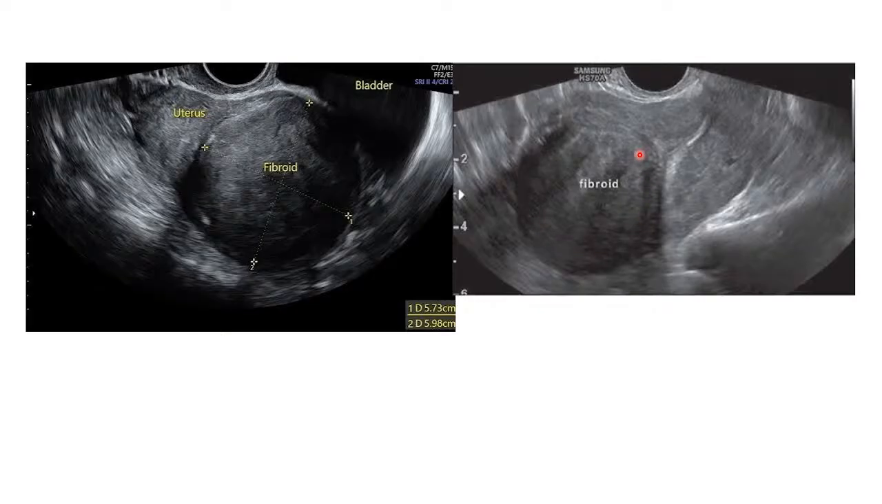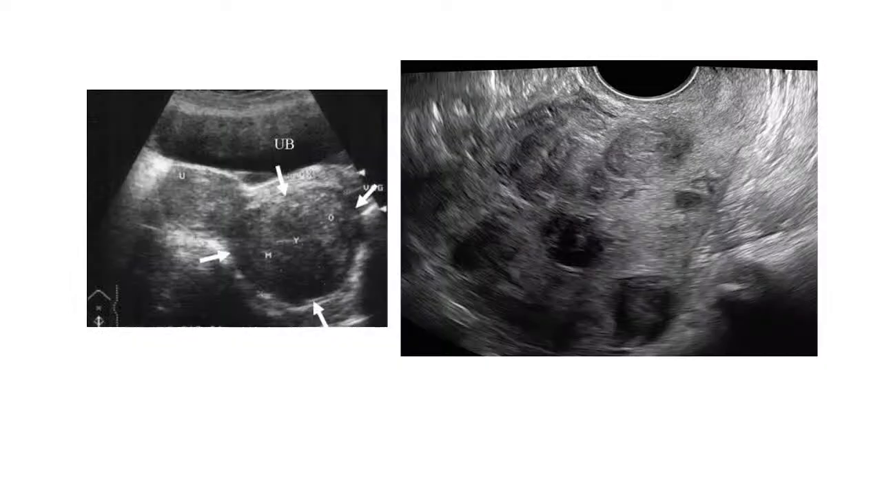So you can see the problem with fibroids. Some of them will have almost the same echogenicity as the rest of the uterus. So they are sort of isoechoic, but if you look closely now, you can see that it's a mass. It's distinct from the rest of the uterus, as you can see there. So that's another type of transmural fibroid.